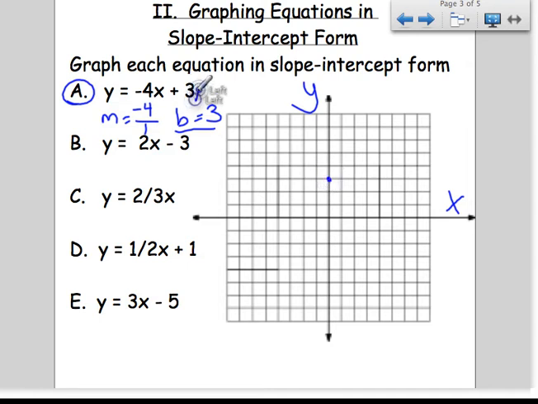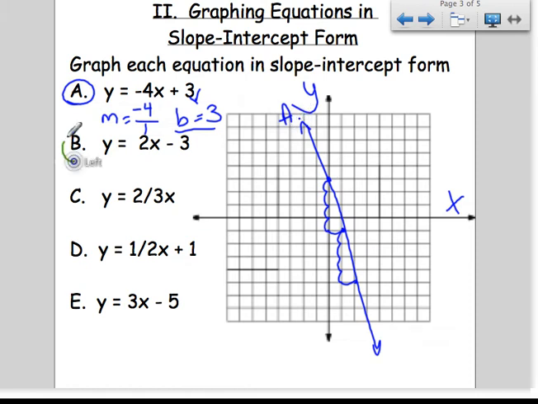I've used my y-intercept. And now I want to build a line with a slope of negative 4 over 1, which means the rise is down 4, or negative 4, 1, 2, 3, 4, and a run of 1. And that's where my second point goes. I could do it again, down 4, and over 1. And if I connect those, this is line A.